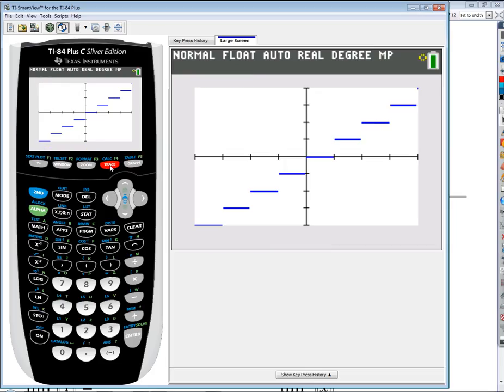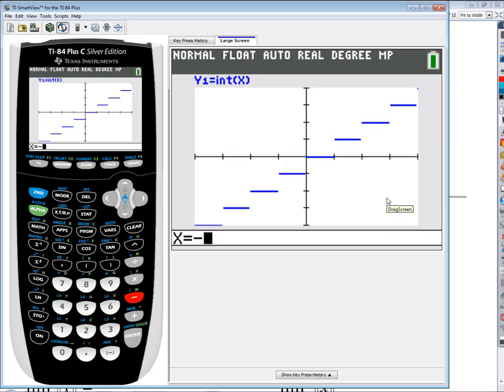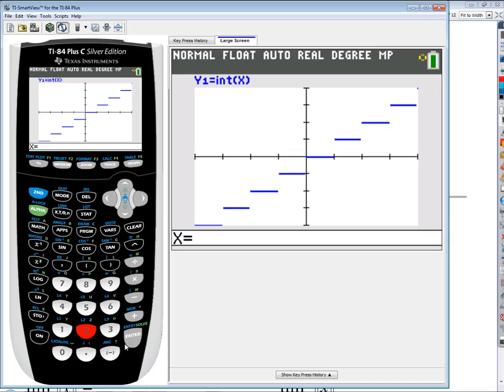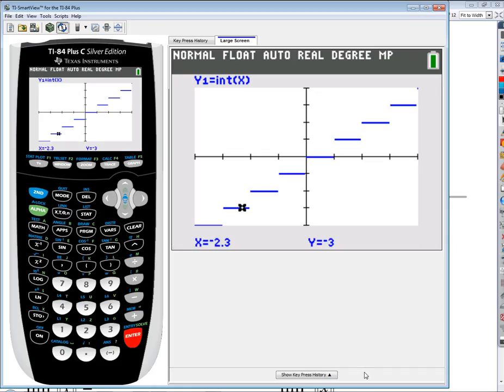If I trace negative 2.3, wait, why is it doing that? Oh, it's going to do that again. I have to use the negative sign, not the minus sign. When I use the keyboard on my computer, it does that. Okay. Negative 3, right? Like it should. If I put in an integer, it works properly also. If I say trace 2.